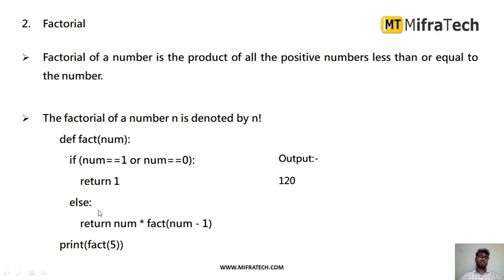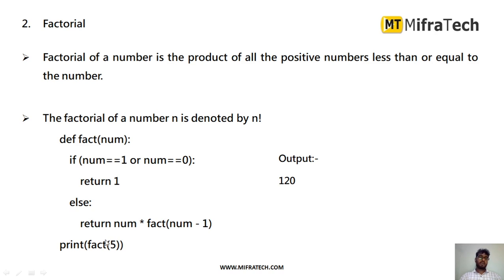Else, if the condition fails, I use a recursive function. I return the number I have collected; for example, if it is 3, then 3 into, again calling the factorial function with input 3 minus 1, that is 2. So it will be 3 into 2 until I get 1 or 0. My output will be 3 into 2 into 1, multiplication will go like that. Finally it will return the output.